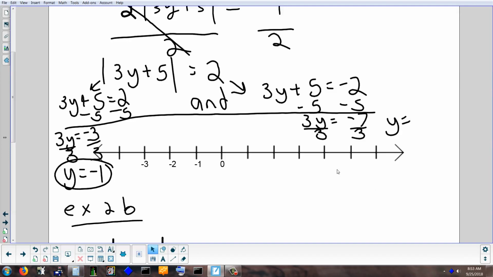-2.3. Most of the time it's going to work out to be nice numbers, whole numbers for this. But every once in a while you might get a decimal. So I get -2.3. So graphing -1 is easy. How about -2.3? How would I graph that?